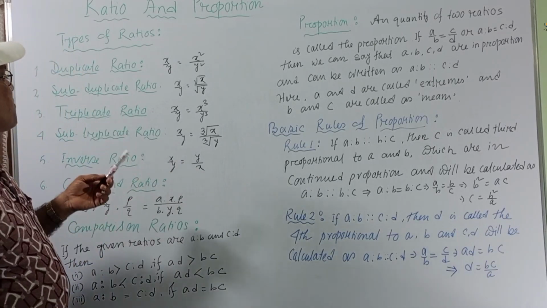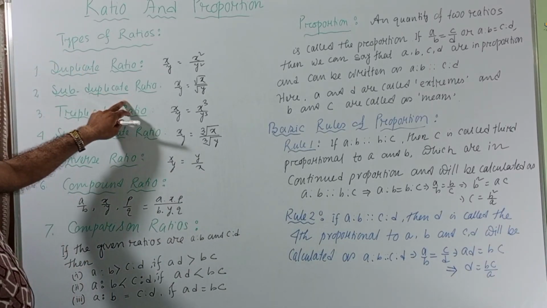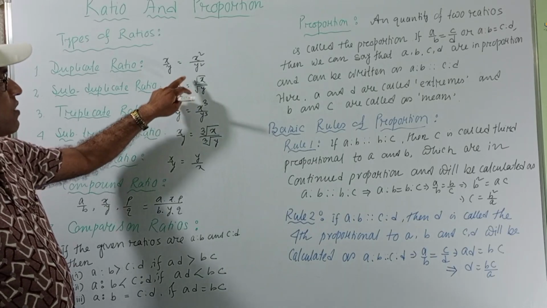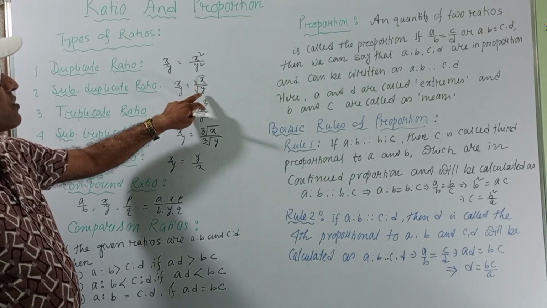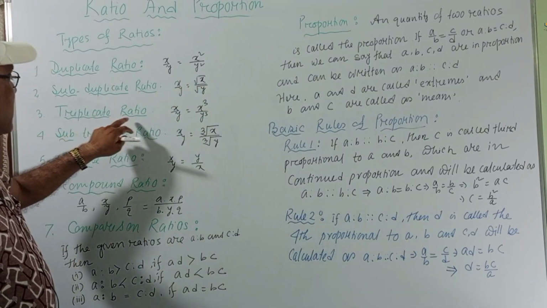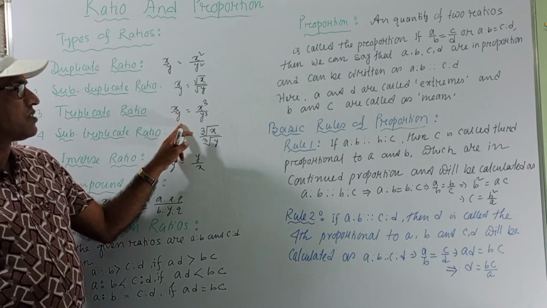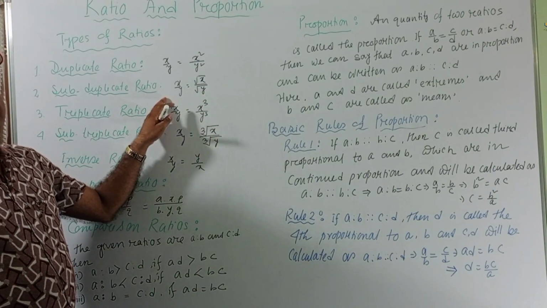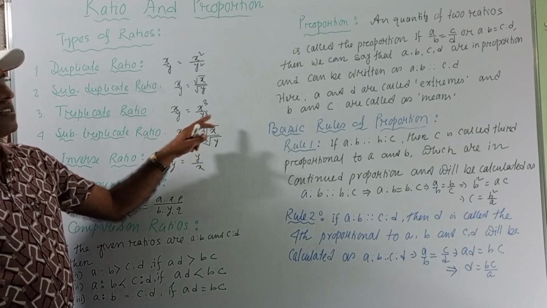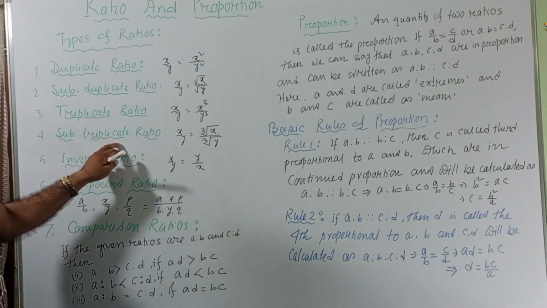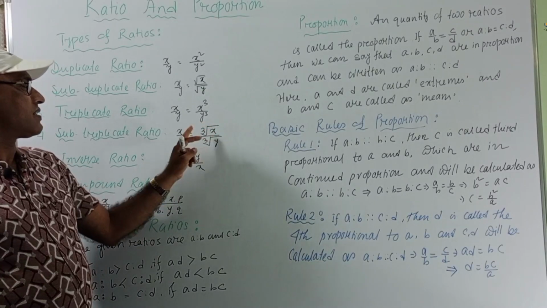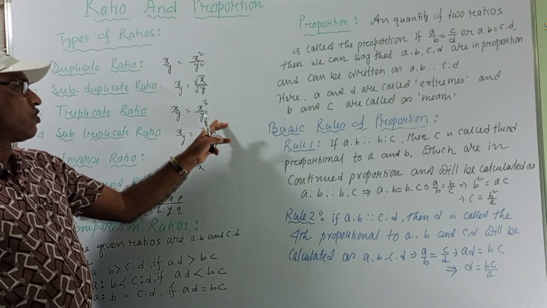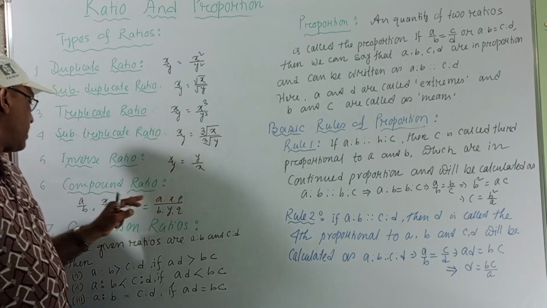First we consider this duplicate. Sub-duplicate, taking the root. If x by y is a ratio, then root x by root y is called sub-duplicate. Triplicate ratio means if x by y is a ratio, then we cube, x cube by y cube, multiplying x three times, y three times. Then this is triplicate. Sub-triplicate ratio is cube root of x by cube root of y.